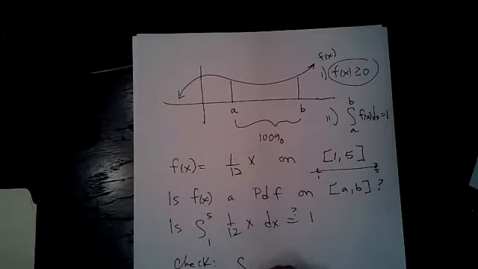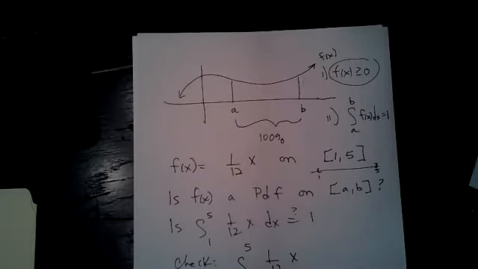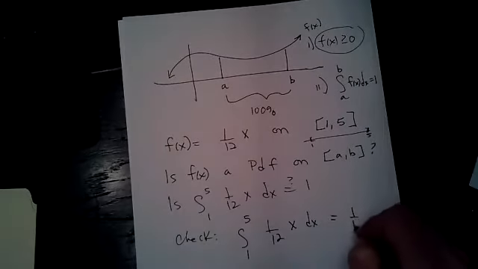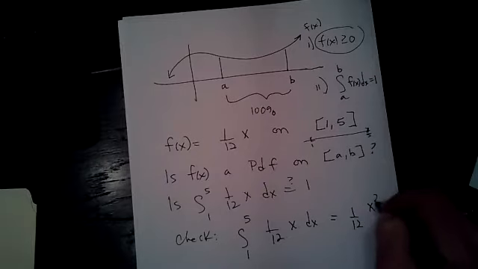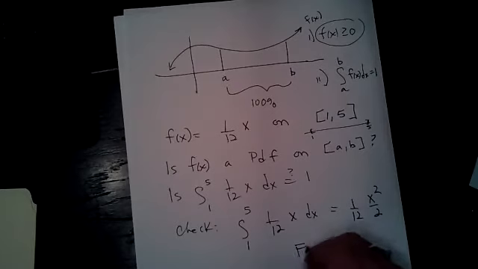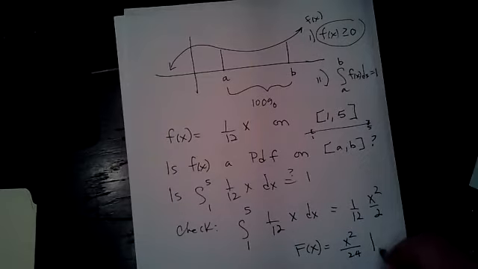So the integral from 1 to 5 of 1 over 12x dx is 1 over 12 and then x squared over 2. So my antiderivative is x squared over 24. And if we evaluate it from 1 to 5, maybe you should be able to see.